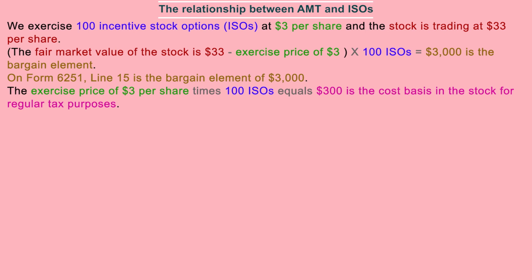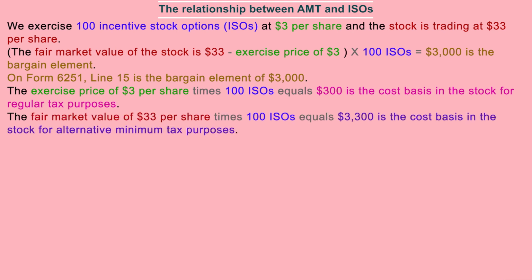The exercise price of $3 per share times 100 ISOs equals $300, which is the cost basis in the stock for regular tax purposes. The fair market value of $33 per share times 100 ISOs equals $3,300, which is the cost basis in the stock for alternative minimum tax purposes. You have two cost bases in the stock.